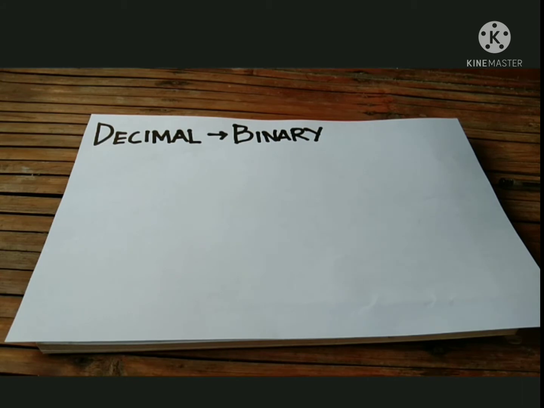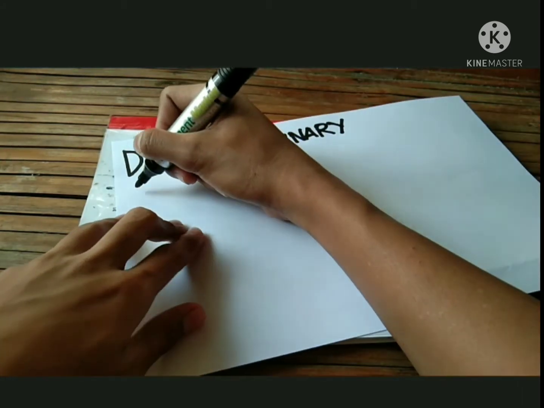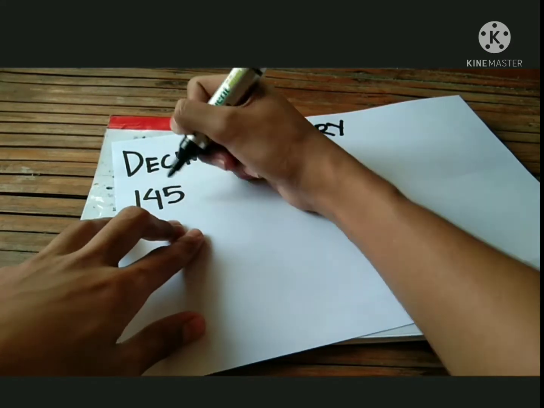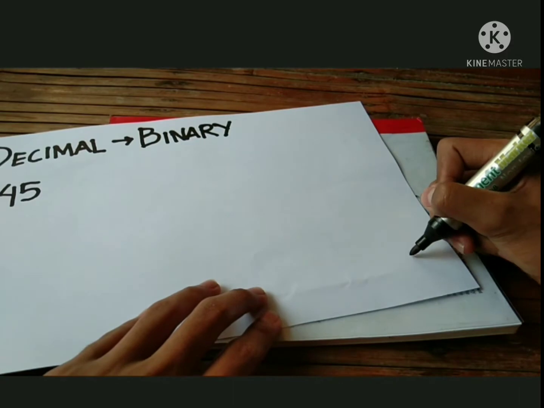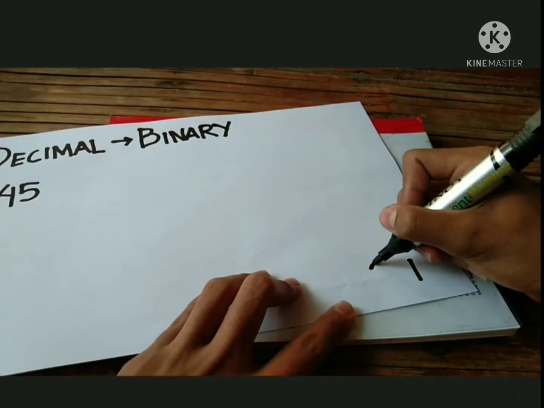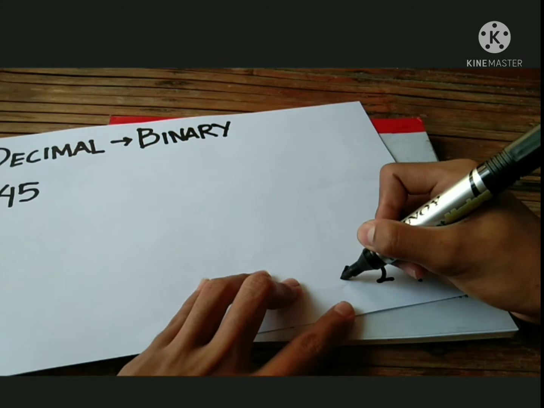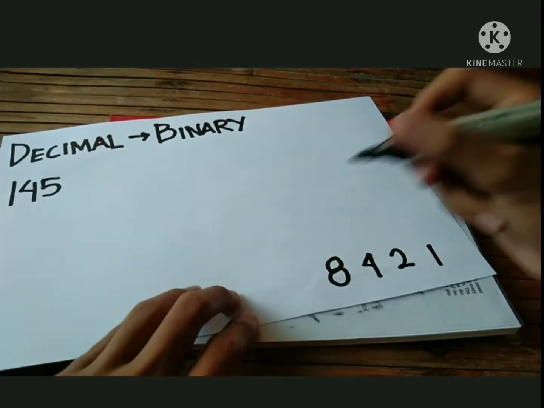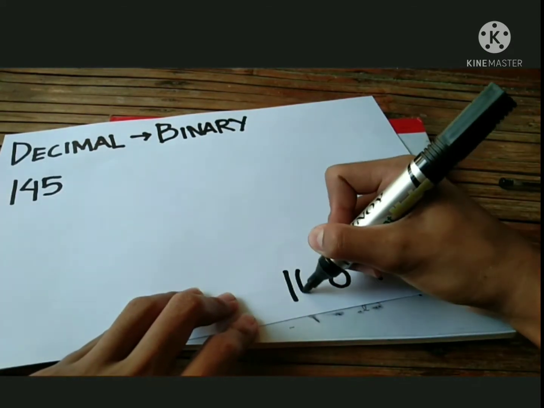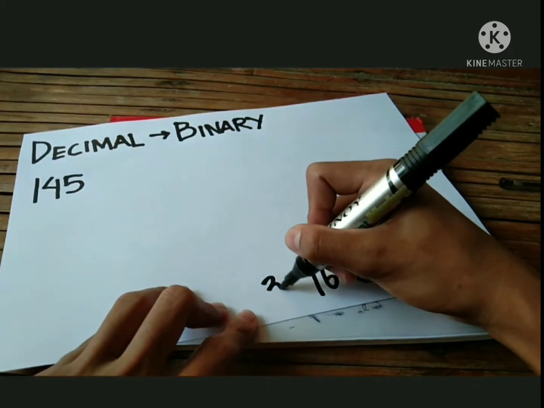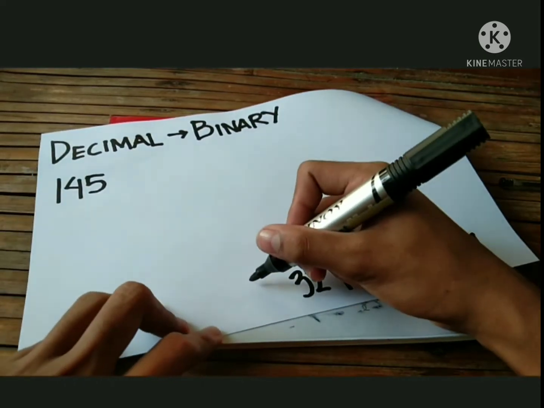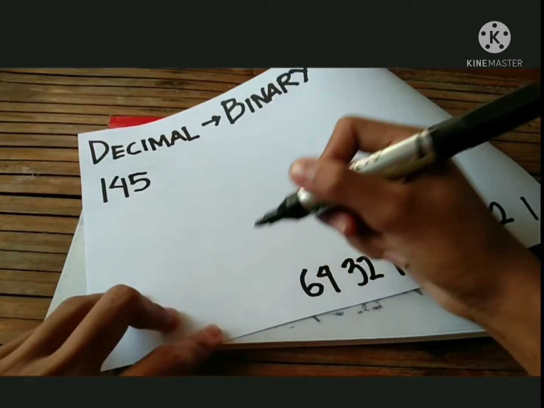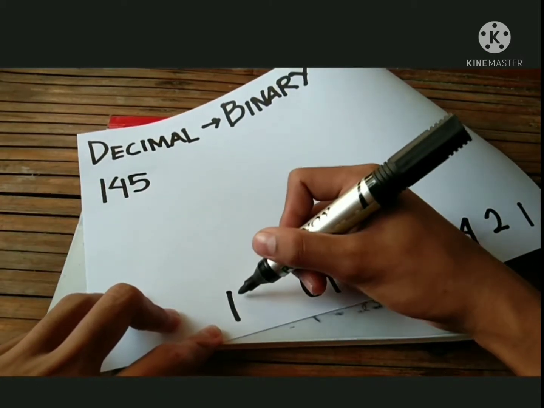And now let's have an example of decimal to binary. How can we convert 145 into a binary number? It helps to use the powers of 2. 2 to the 0 power is 1. 2 to the first power is 2. 2 to the second power is 4. 2 to the third power is 8. 2 to the fourth power is 16. 2 to the fifth power is 32. 2 to the sixth power is 64. And 2 to the seventh power is 128.